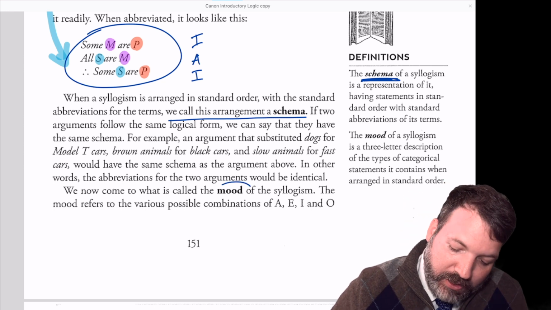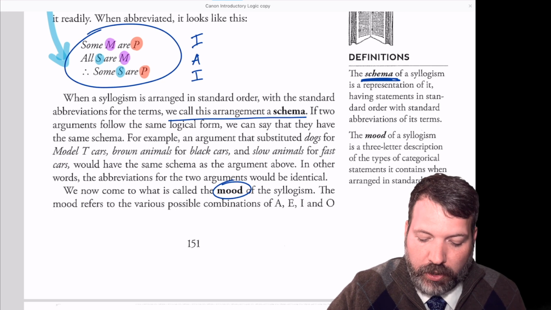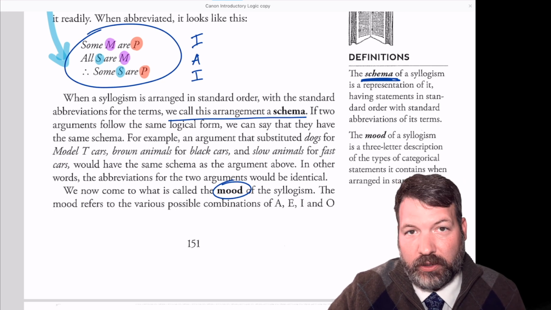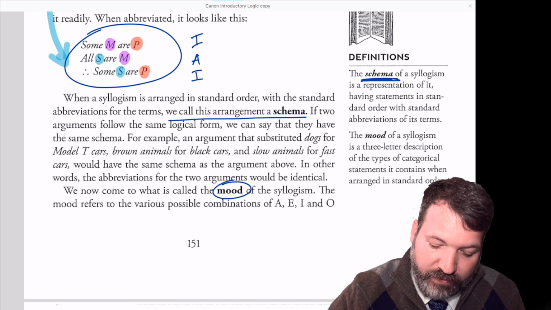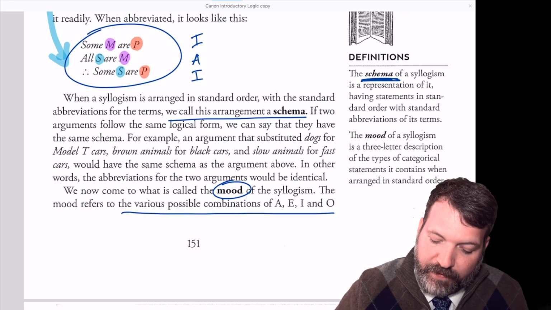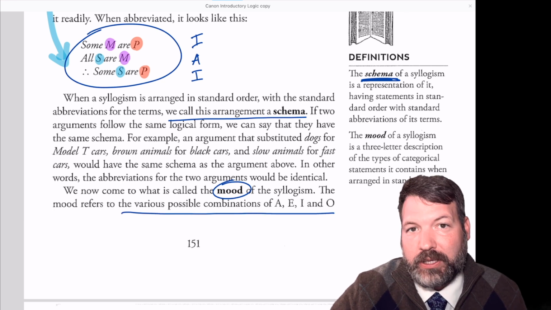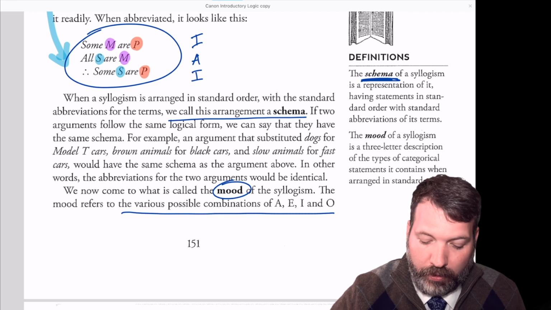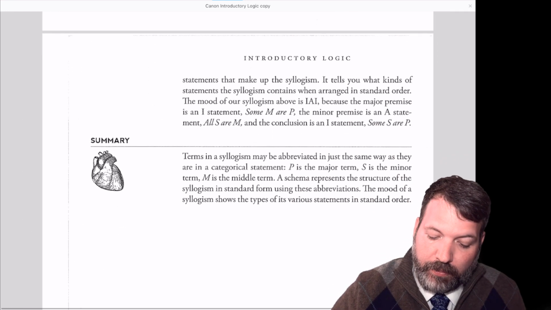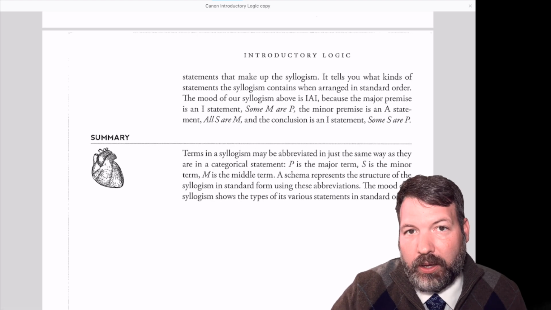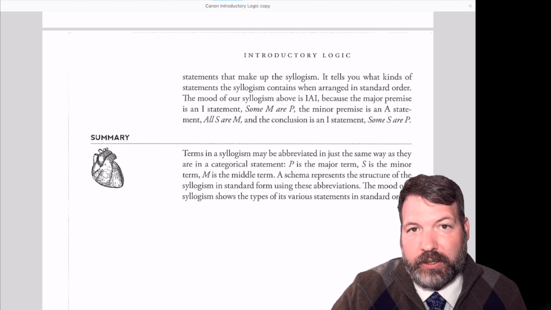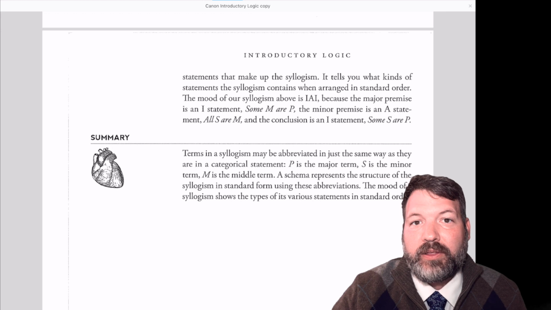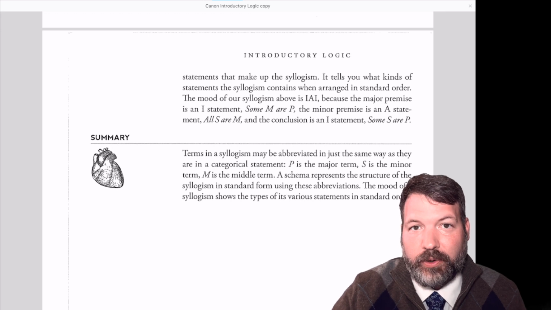And that is precisely what we mean when we talk about the mood of a syllogism. The mood of a syllogism is simply the various possible combinations of our categorical statements, A, E, I, and O. And so anytime we are looking at a schema, we can tell what the mood is simply by identifying the kinds of statements that we're using.